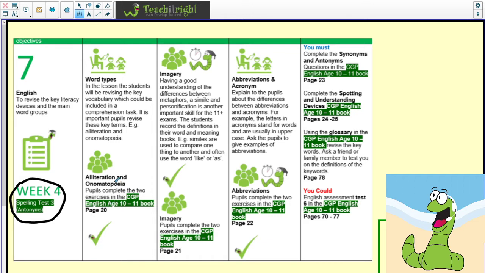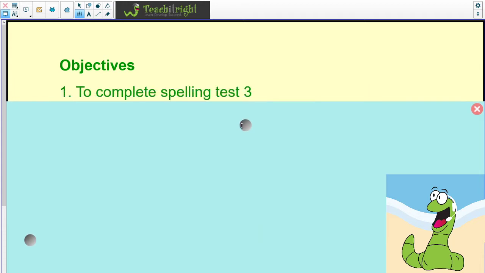The main part of the lesson, we're actually going to be focusing on literacy devices. So we're going to be looking at alliterations, onomatopoeias. We're going to look at some imagery around similes, metaphors, and also, if we've got time at the end, we will also do abbreviations and acronyms. So very much looking forward to doing all these different things with you. But as I mentioned earlier, we are going to start with a spelling test.